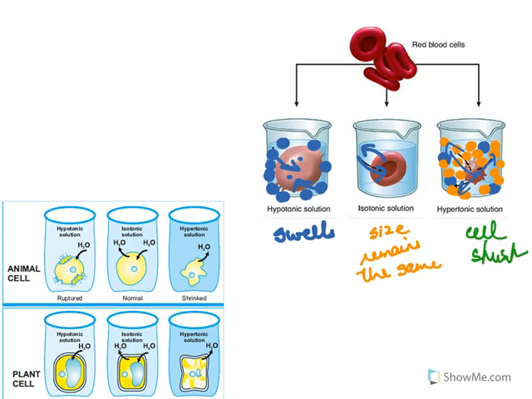Okay, so three things happen to these red blood cells. If they're put in hypotonic, they swell. If they're put in isotonic, they remain the same because the concentration is the same. If they're put in hypertonic, the cell shrinks. Now in this next diagram, we see the same thing that we have done here.